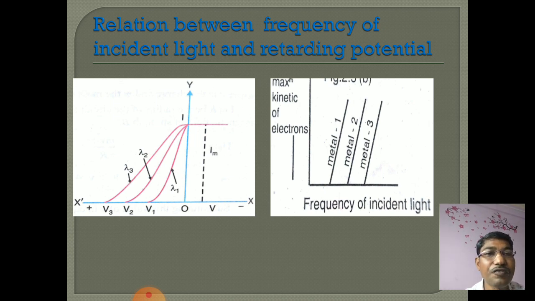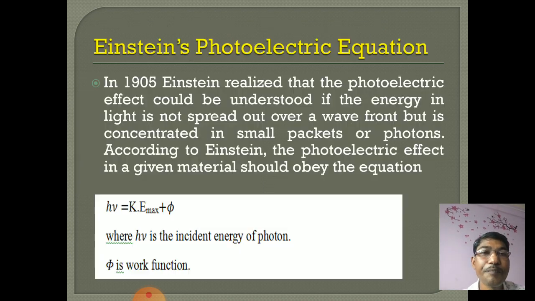Here another graph shows three different metals: metal 1, metal 2, metal 3. The three metals have three different threshold frequencies. Okay, the frequency of incident light is directly proportional to the maximum kinetic energy of the electron.